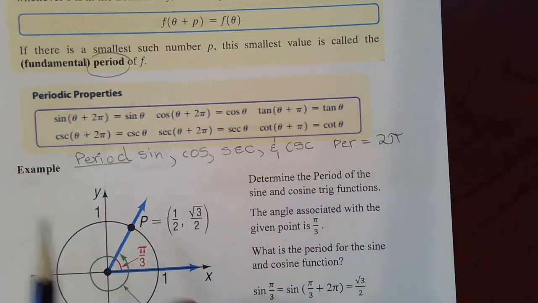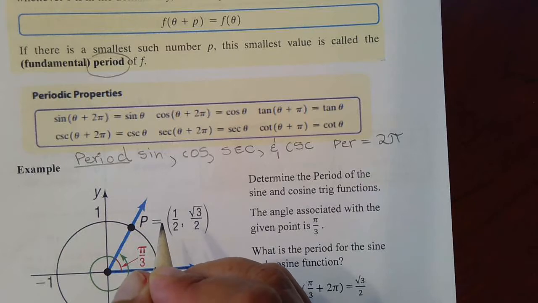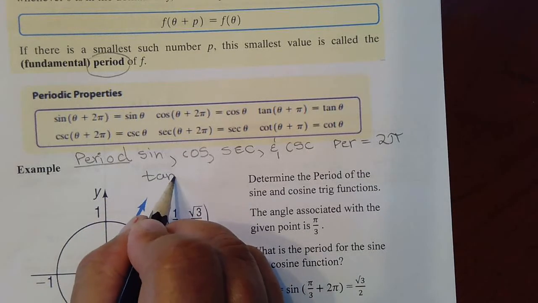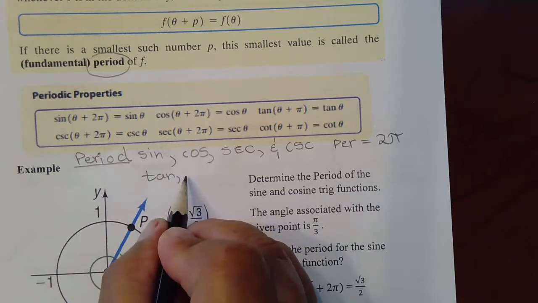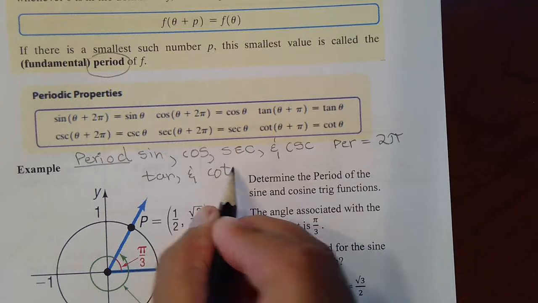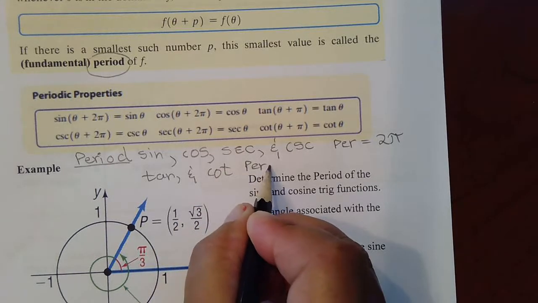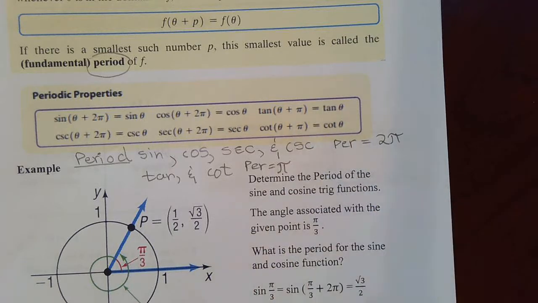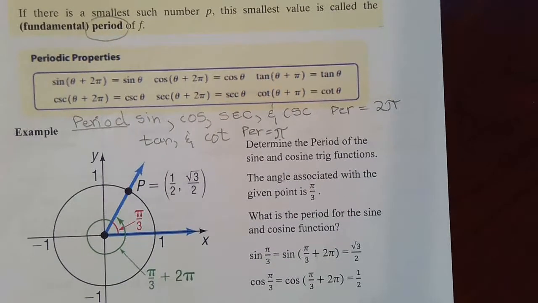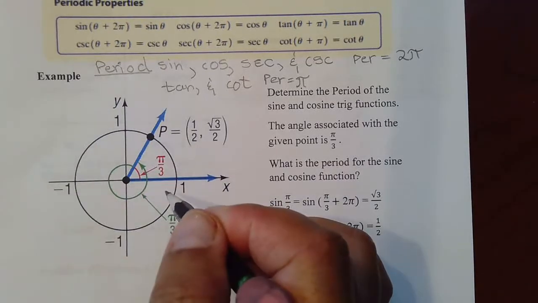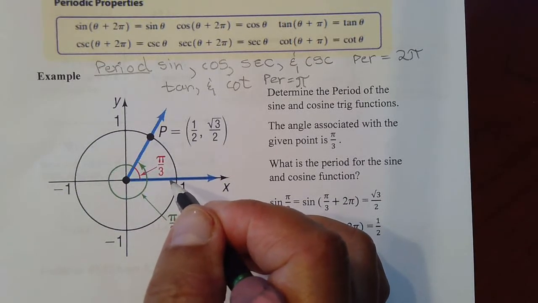For tangent and cotangent, they have a different period. So for tan and cotan, the period is 1 pi, which is stated right here. That's what they're trying to say to you algebraically. So you can expect that every time you rotate around the circle 2 pi, the answers are going to start repeating.